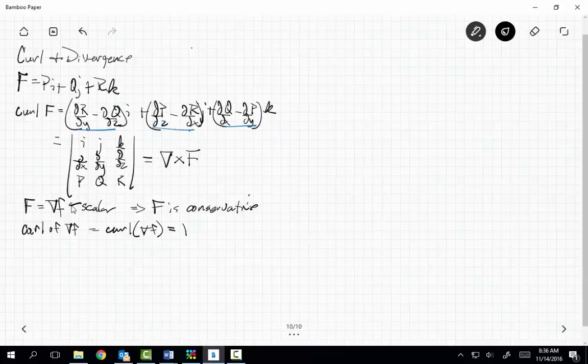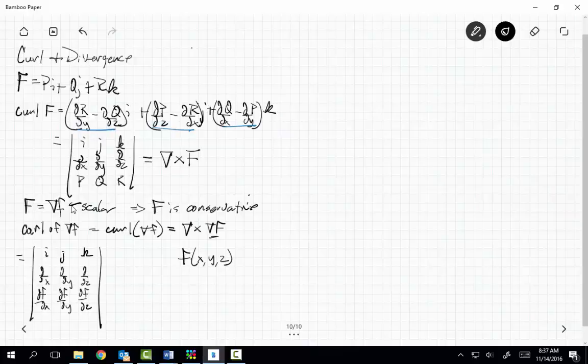Well, this is equal to the gradient operator crossed with the gradient of f. Now I don't want to get too awful with this, but I want you to see it because it's a useful tool. I've got i, j, k, partials with respect to x, y, and z. And I already know this part: the partial of f with respect to x, the partial of f with respect to y, and the partial of f with respect to z. f is just some function of x, y, and z.